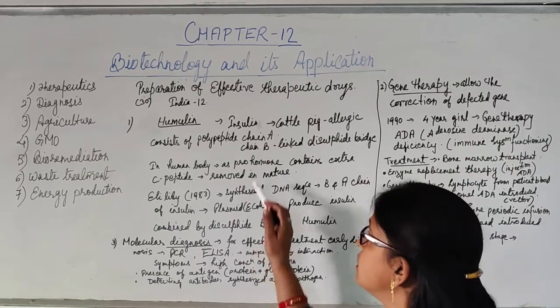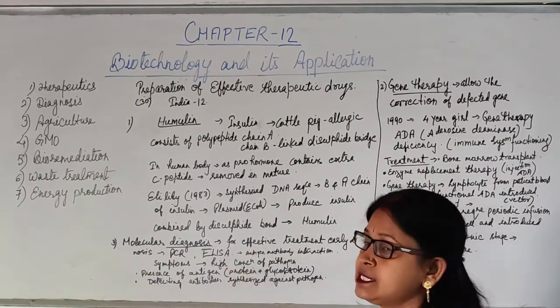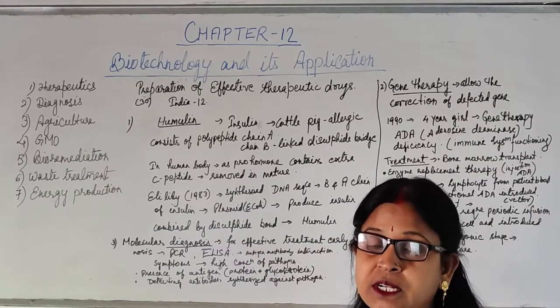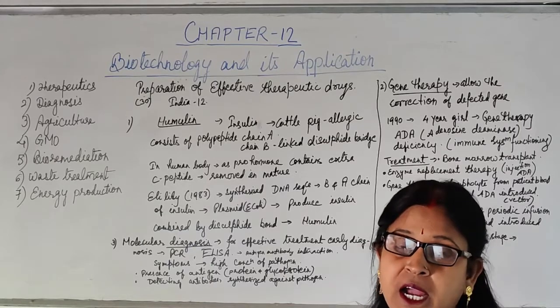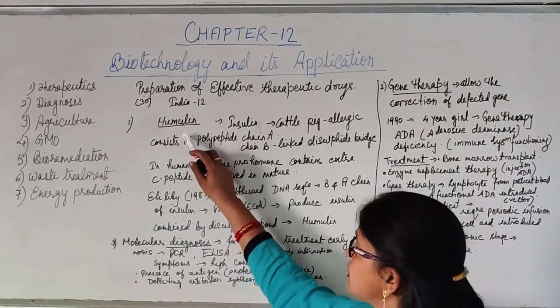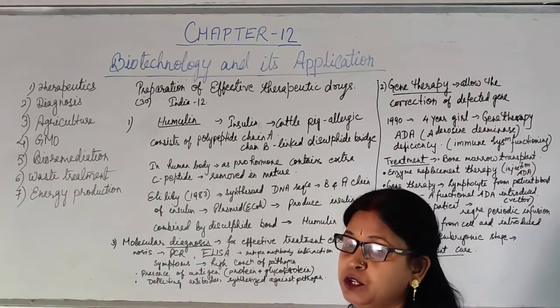So in this way, biotechnology gives us PCR or ELISA, different types of tests, different types of methods to test the disease, to diagnose the disease at the earliest stage. Now, one example of this biotechnology is preparation of humulene.